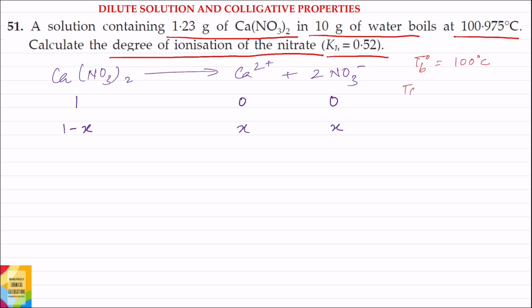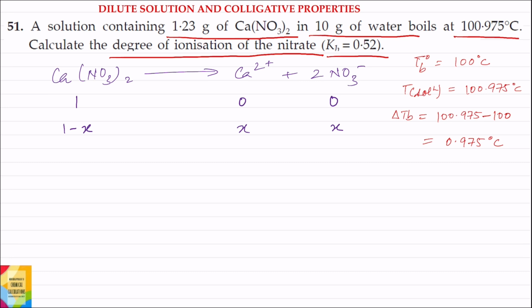Boiling point of solution given है 100.975 degree centigrade. Therefore, elevation of boiling point will be equal to boiling point of solution, that is 100.975 degree centigrade minus 100 degree centigrade, and this is equal to 0.975 डिग्री सेंटीग्रेड.